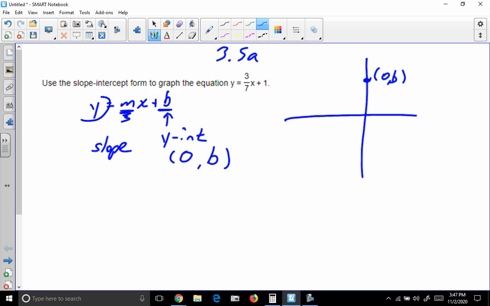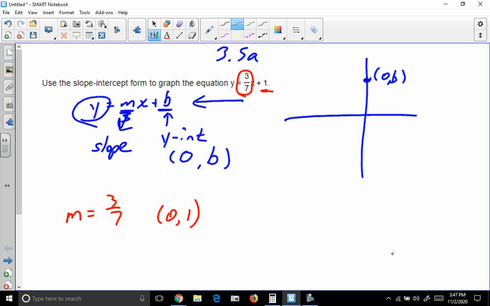This is only true if we solve for y. If y is not by itself, then we would have to isolate it for y and put it in this format to read off the slope and the y-intercept. So in this case, our slope is 3 over 7. That's the coefficient of x. And our y-intercept is 0, 1.